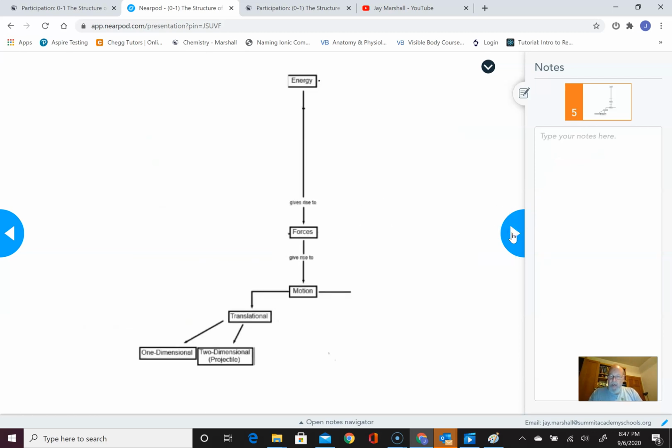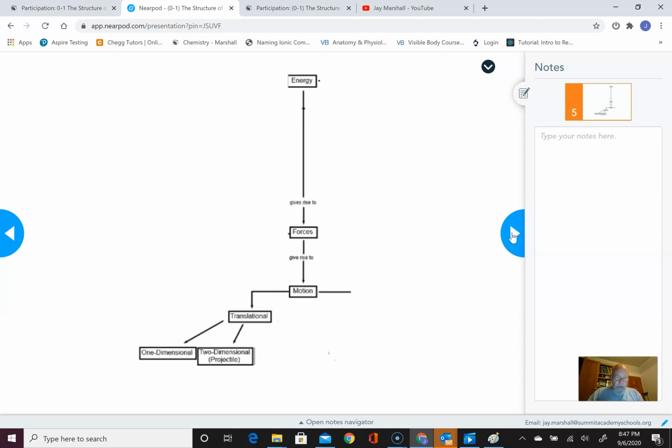And so I want you to add to your diagram these things. Now, you'll notice that I've inserted a word here between 1-dimensional, 2-dimensional, and motion. So the main type of motion that we'll be talking about in physics falls under this large category of translational. And all this means is that it's something that's moving through space.